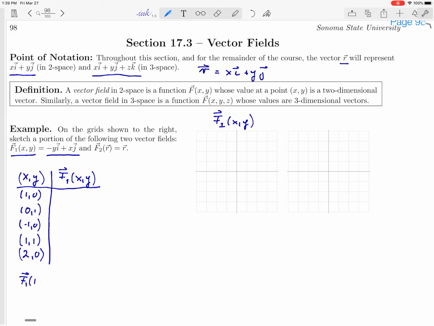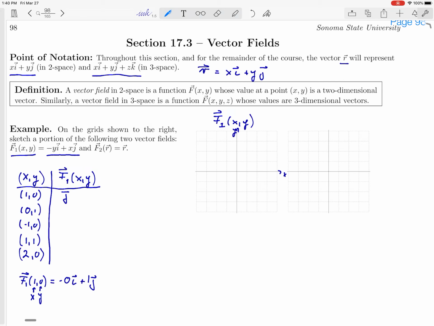Okay, so for the very first one, I'm going to do that in some detail. So what does f1 of 1, 0 look like? Well, it is minus yi plus xj. So y in this case is 0 and x is 1. So we have minus 0i plus 1j. So this is just the vector j that we are getting when we are plugging 1, 0 in for x, y.